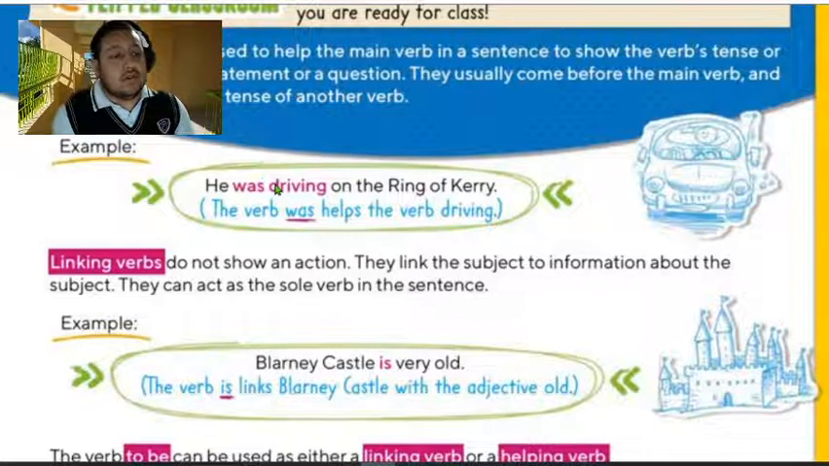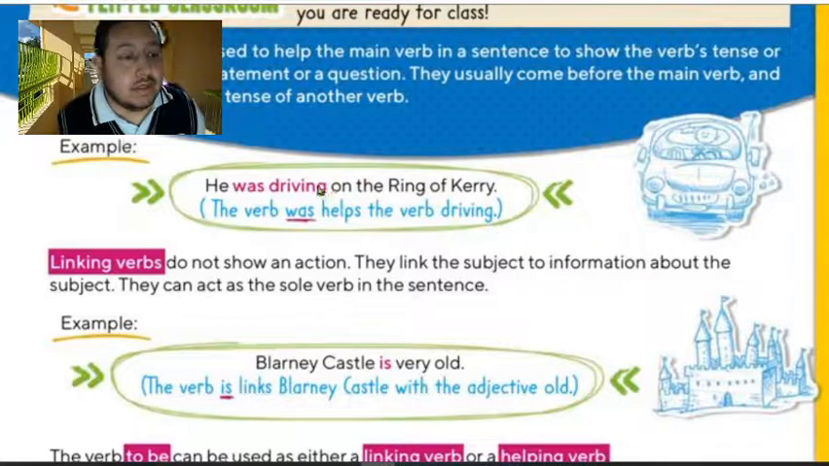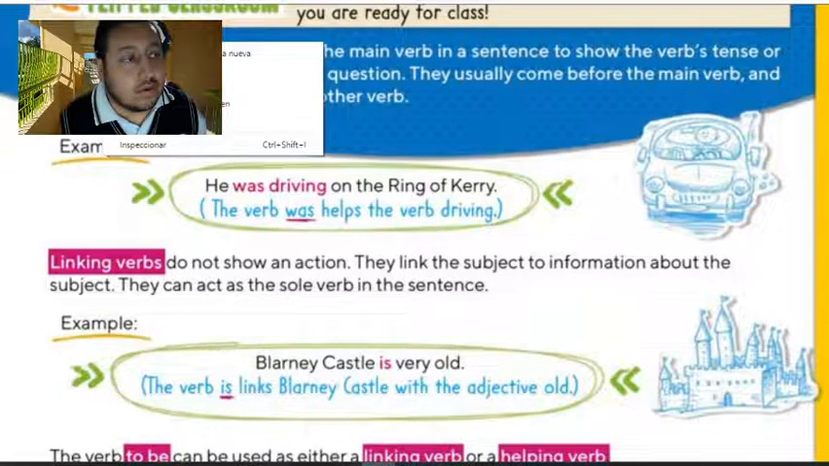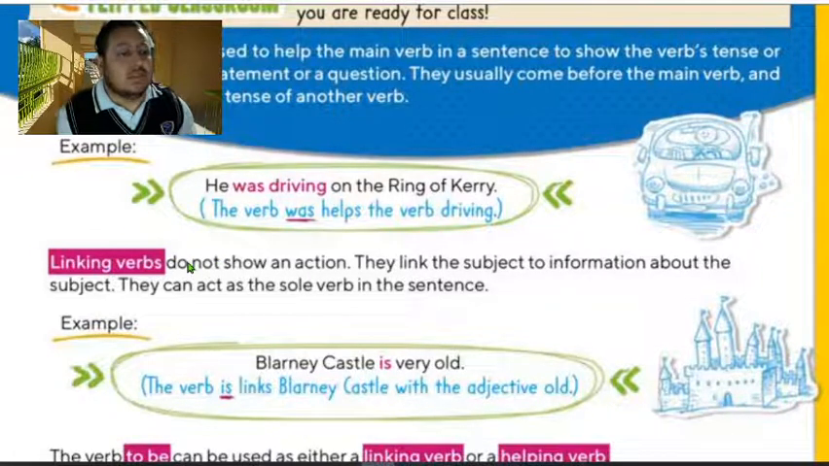Pues aquí está ayudando, auxiliando este verbo para tener sentido. No puedo decir él manejando en el right, so él está manejando. The verb was helps the verb driving. Entonces este apoya a este para que tenga sentido. Pero recuerden, solamente si es con ing son helping verbs. Si está antes de un verbo con ing, lo llamo helping verb. Let's continue. A linking verb.